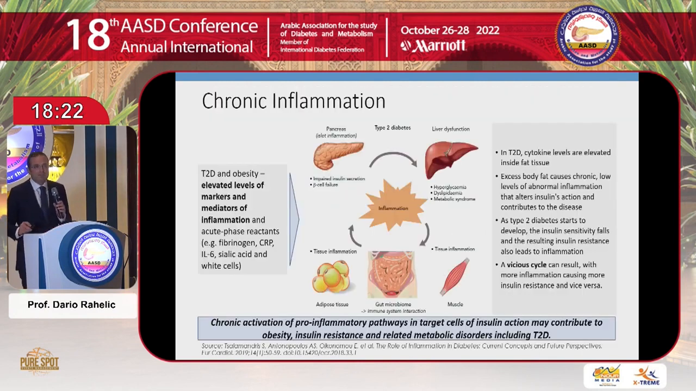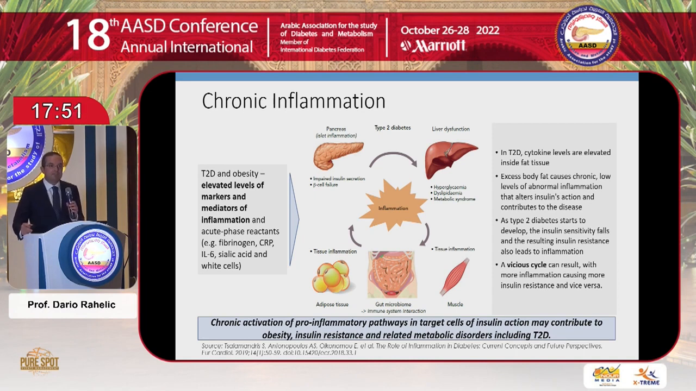But chronic inflammation is not just about TNF-alpha. Chronic inflammation is much more than TNF-alpha and much more than just a few immune cells. You can see here that type 2 diabetes and obesity are linked by many different pathophysiological mechanisms, and in type 2 diabetes and obesity you can find elevated markers and mediators of inflammation.